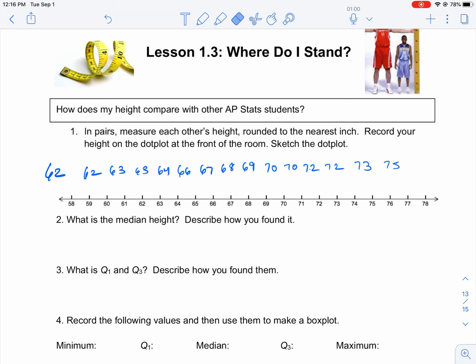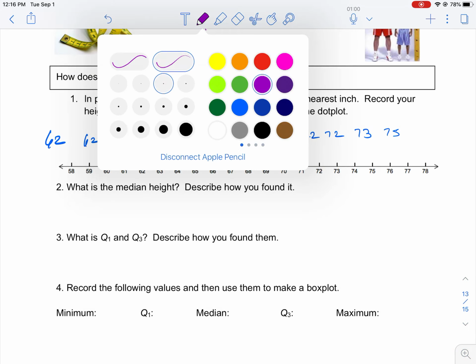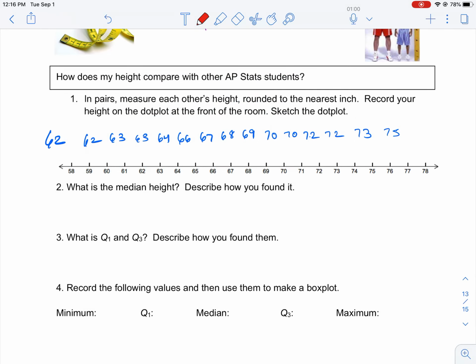These are the heights of the AP students for our given class. And what I want to work you through is the process of finding these summary statistics by hand. As I alluded to last time, there's a way to do this on your calculator, but this is how you would do it if you had to do it by hand.